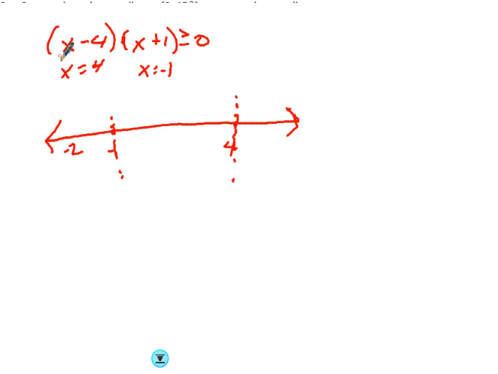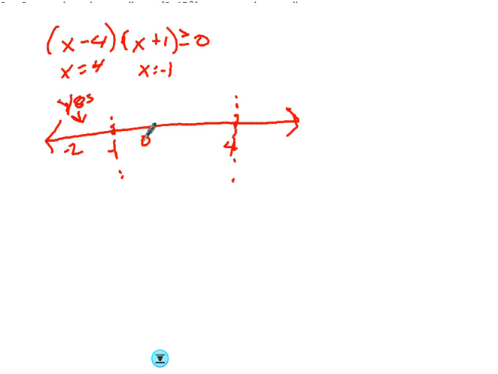If you test in negative 2, you have negative 2 minus 4 is a negative, and then negative 2 plus 1 is still a negative. A negative times a negative is a positive, which makes this true. So this is a yes. So this part should be shaded. I'm just going to jot myself a little note here and say yes to this part because it's true, it's in the solution set.